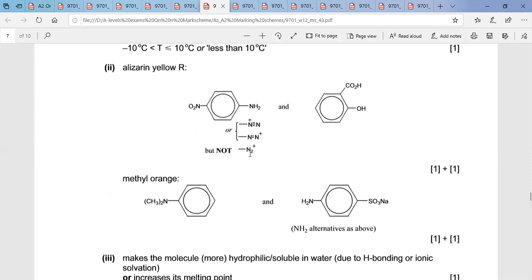Fantastic. See here, they don't want N2 positive, is it? Interesting. Other times they are going to put N2. So be careful. In exams, they can change the goalposts. This is the best answer, because this is the actual one: a triple bond, and the positive must be on the nitrogen with the 4 bonds.